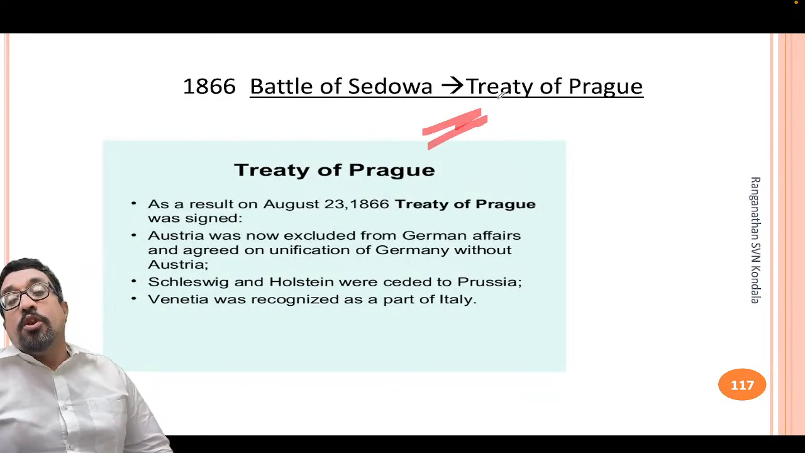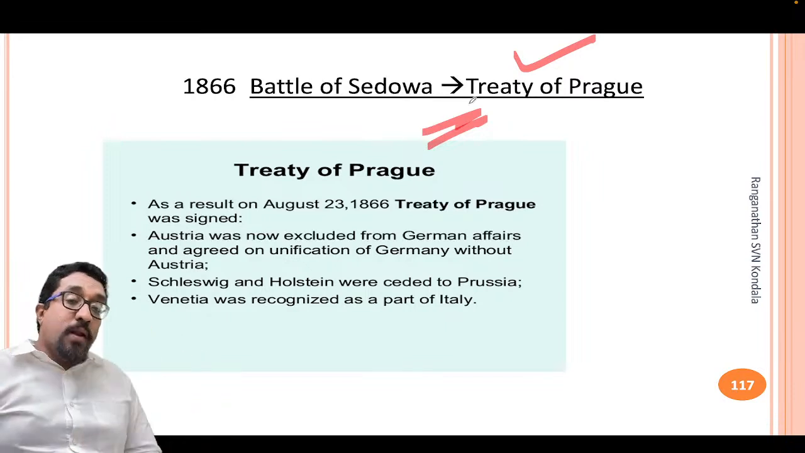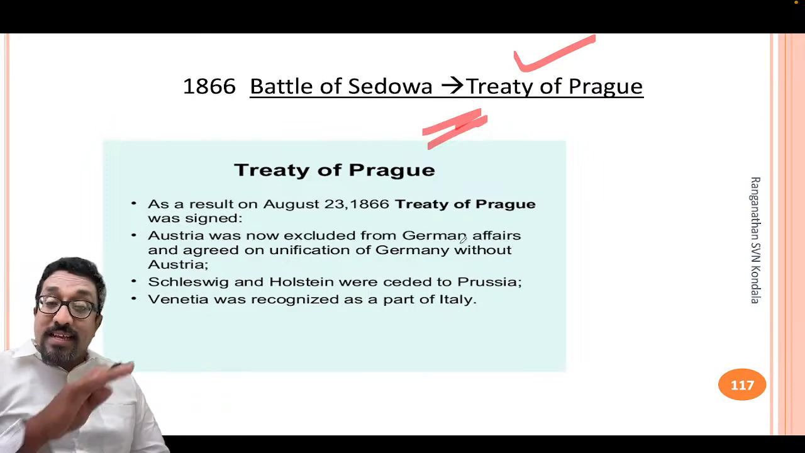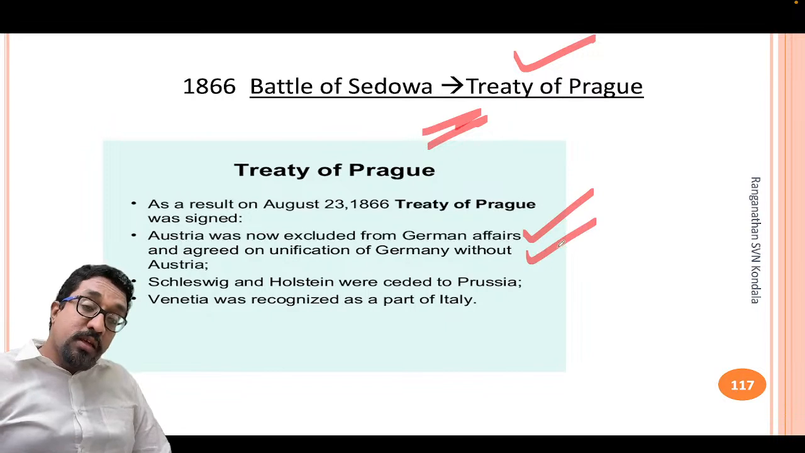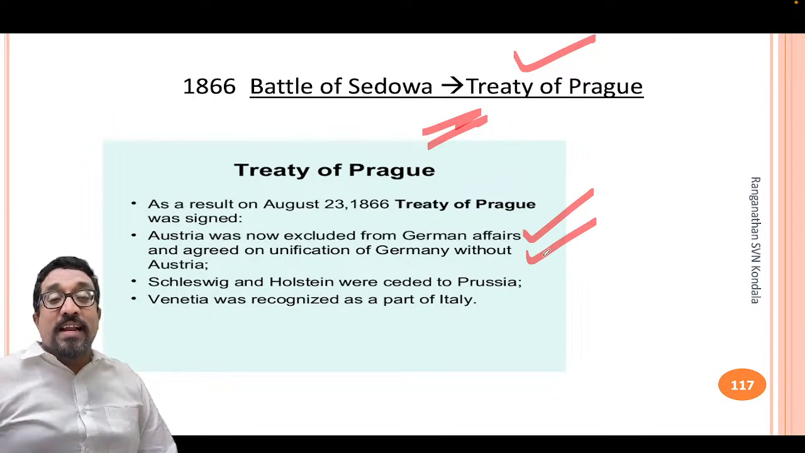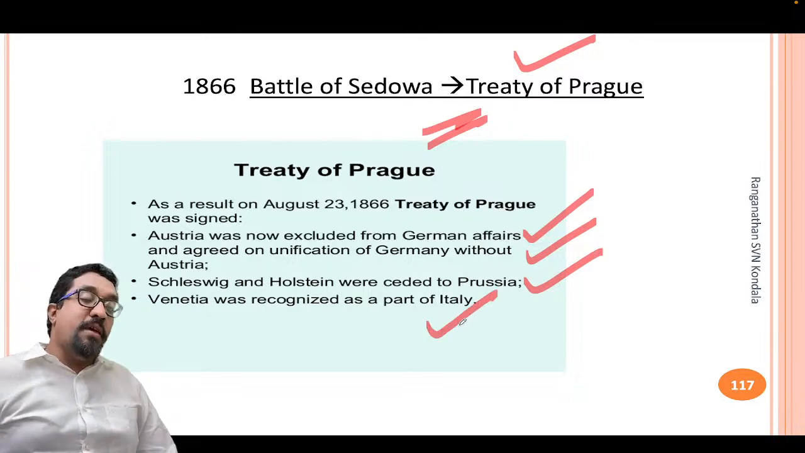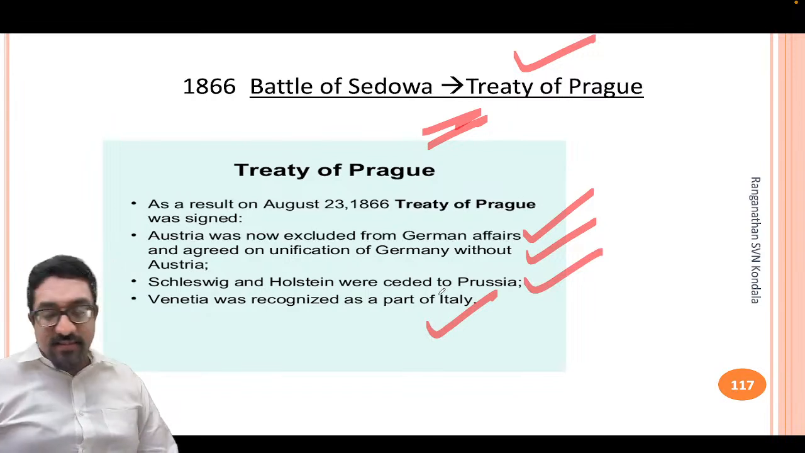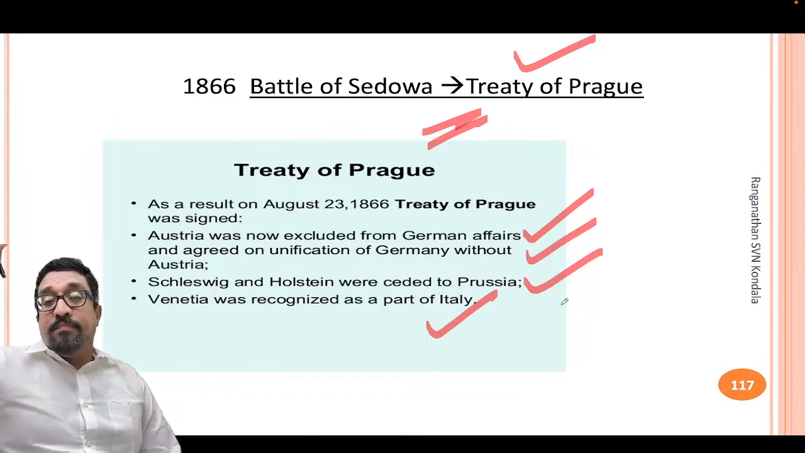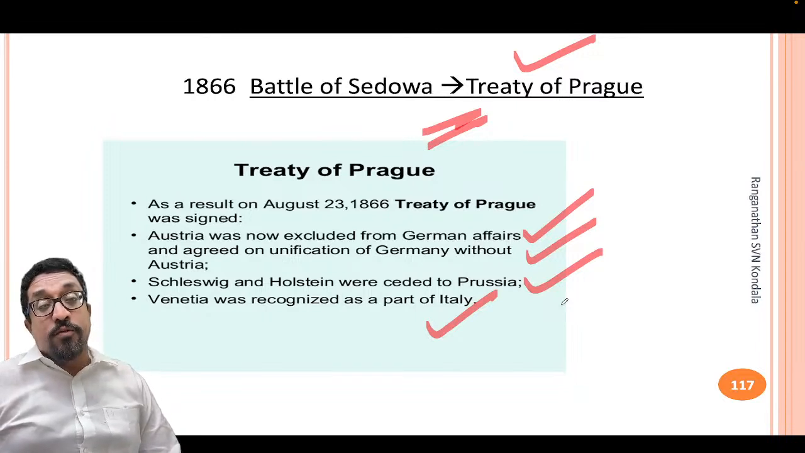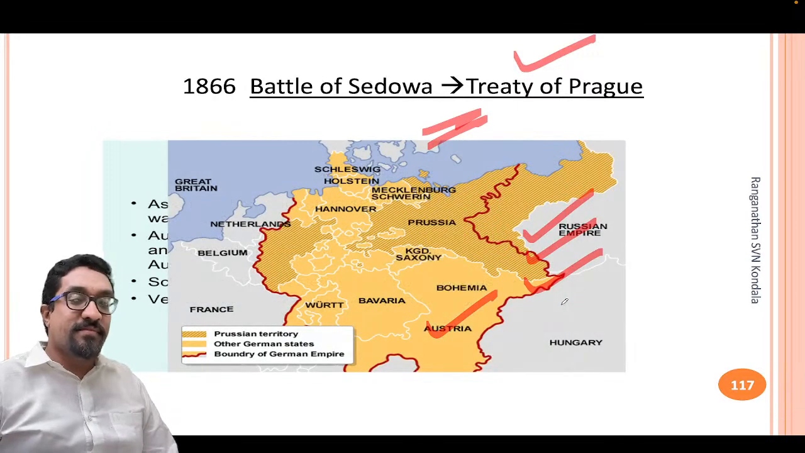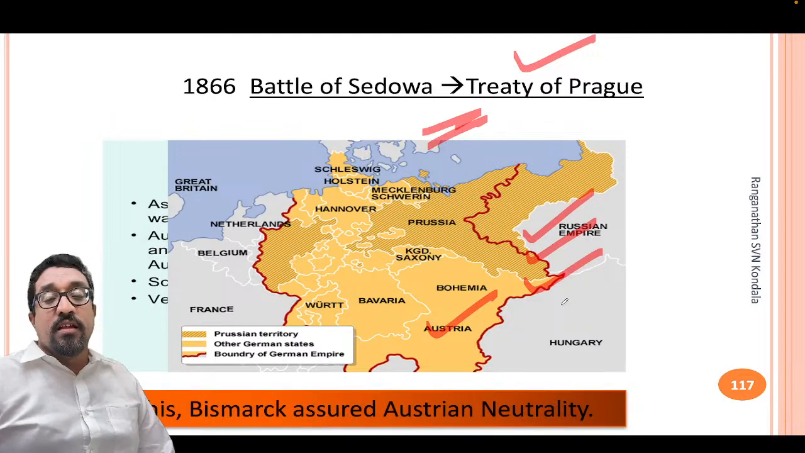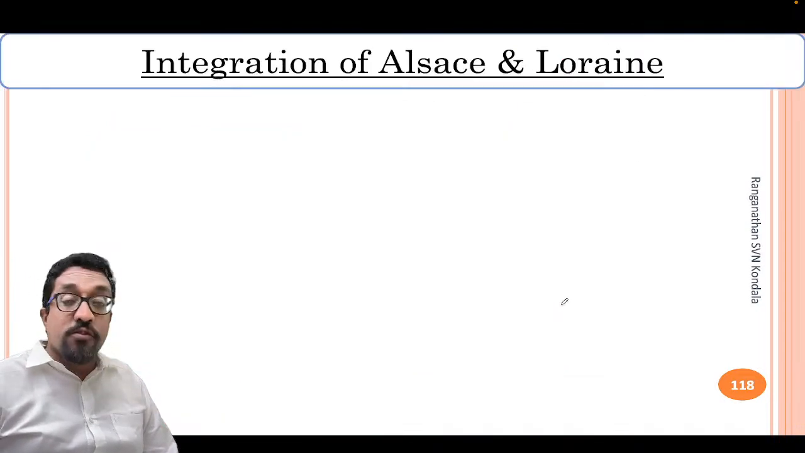1866, the Treaty of Sadowa ended with the Treaty of Prague. As a result of the Treaty of Prague, Austria was now excluded from German affairs. Austria also agreed on unification of Germany without Austria. And Schleswig-Holstein was given away to Prussia. Venetia became part of Italy. Remember that? In this battle only, Sardinia came in support of Prussia against Austria. Finally, Bismarck assured Austrian neutrality as well in future affairs.